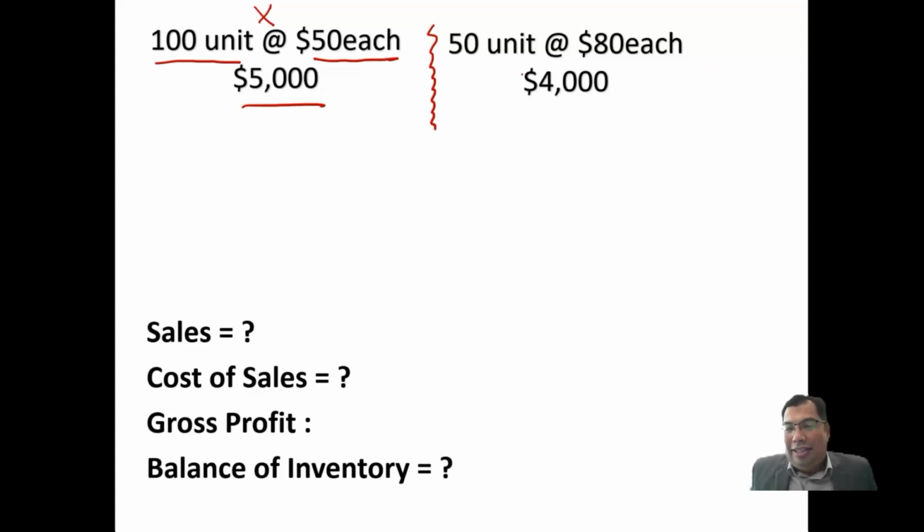50 units of calculators, you manage to sell at a price of 80. So this is your purchase price, and this is your selling price. So 50 units multiplied by 80 per unit. So your sale is 4,000.